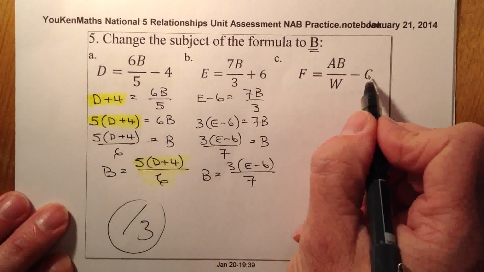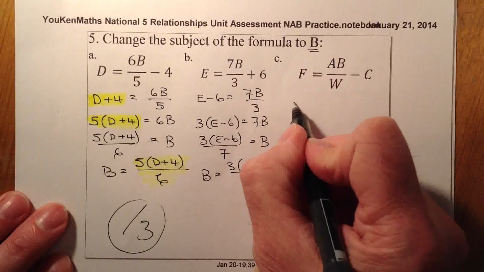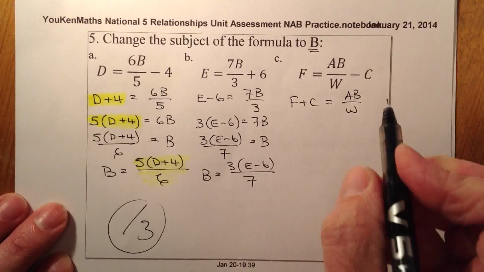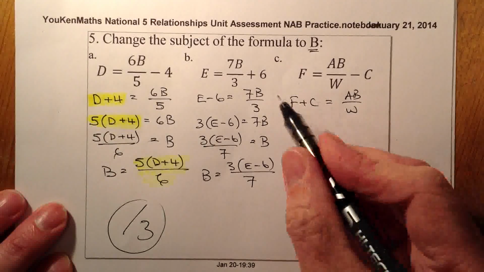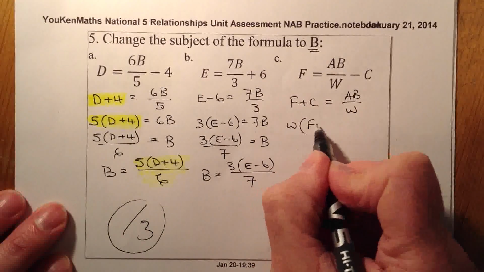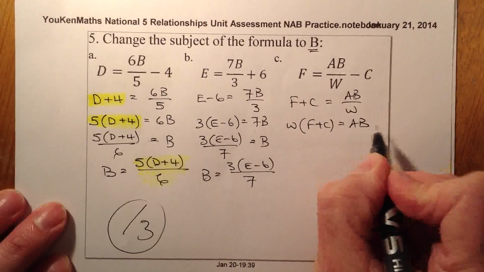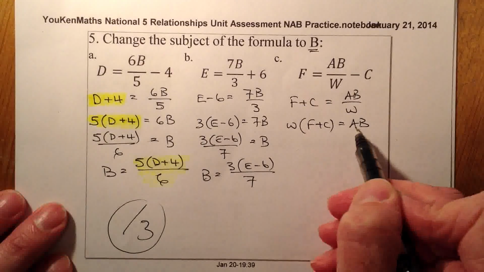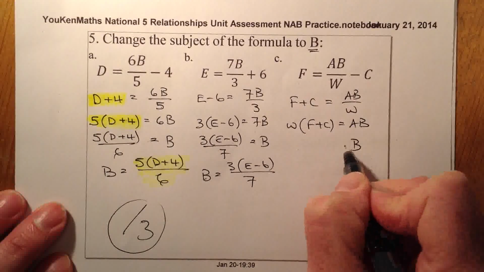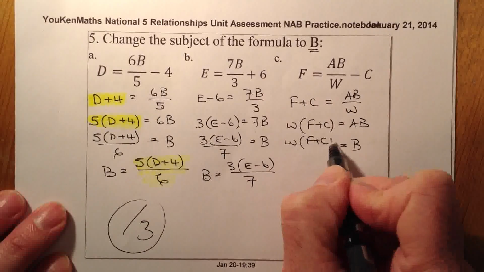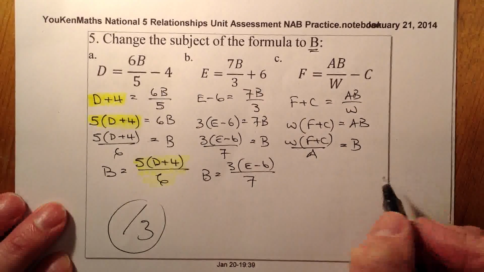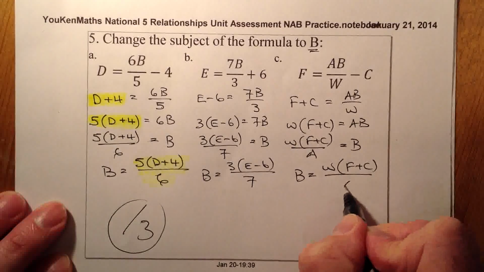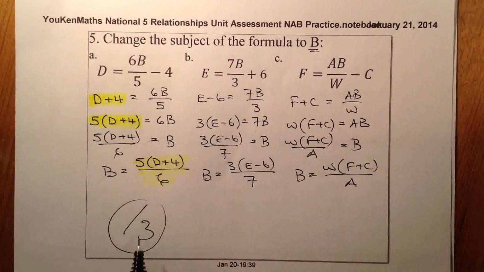Last part, let's go for this. So just letters here, so I'll move the minus c over to that side, becomes a plus c. F plus c is equal to AB all over W. I'm dividing by W, so on that side there, I'm just going to multiply it. I'm multiplying here A times B, and I want B on its own, so what I'll do is I'll divide by the A. And that's it sorted. Just write it round to be a wee bit neater. All over A. So 3 marks for that one there.